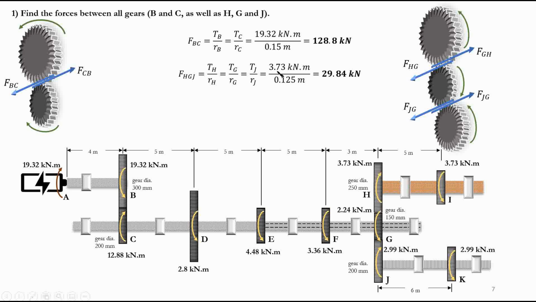Again, where do we get 0.125? It's the diameter of the gear divided by 2, right? Of course, in meters because we want to be consistent in terms of our units. So from here we get the force basically that we have here, right? And all of the other forces.